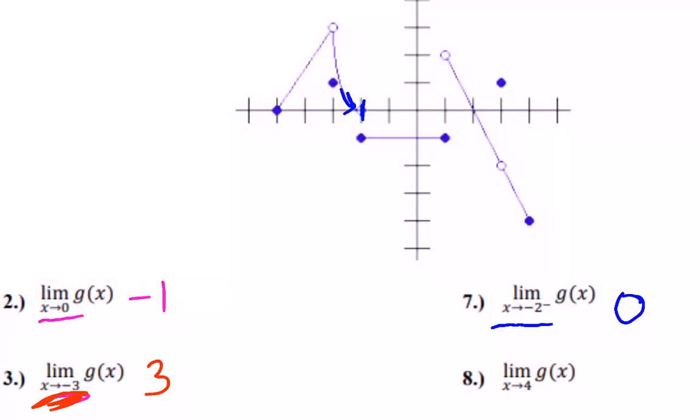How about x approaches 4? As x approaches 4. 1, 2, 3, 4. So there's my x value of 4. And so I'm approaching, what is that? Negative 1, 2, 3, negative 4 from the left, but the right side is not existing. There's nothing. It's like, hello, nothing. So we would say that that limit does not exist.